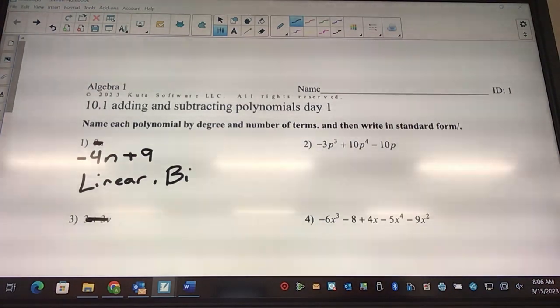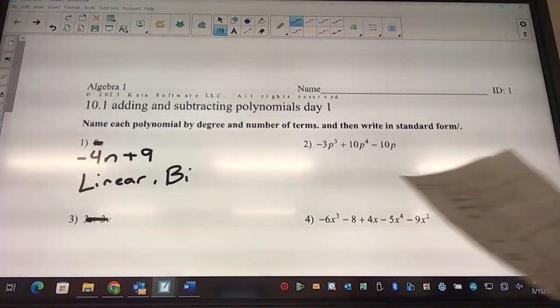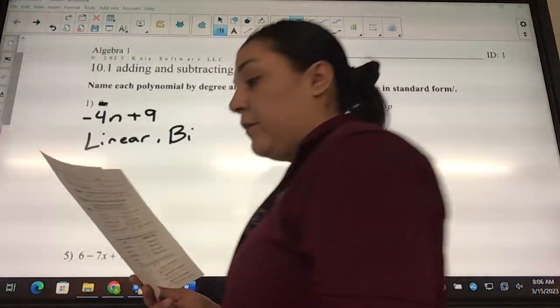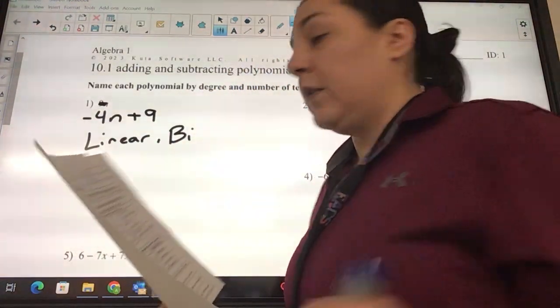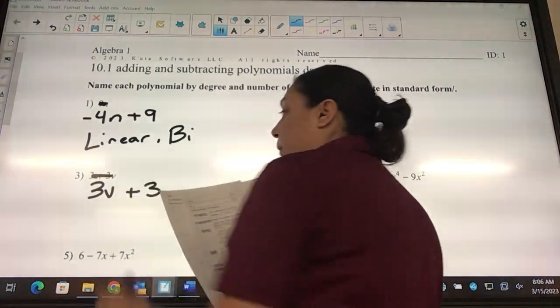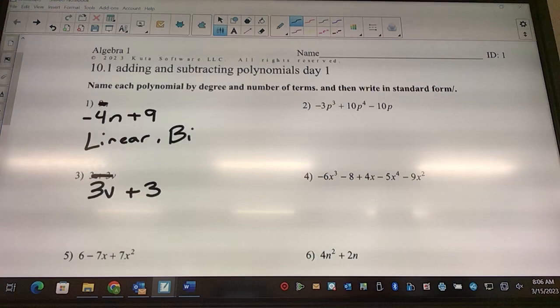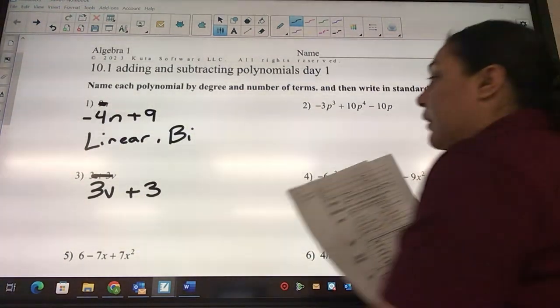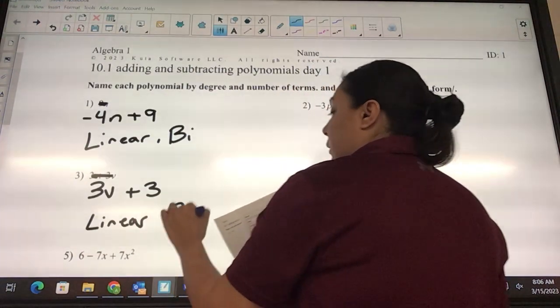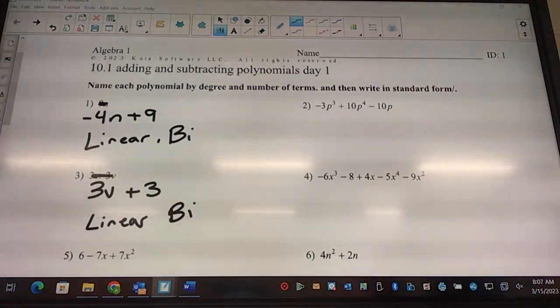Okay, 3. What's going to be the highest exponent? 1. So what are we going to write first? 3b. Then we're going to say plus 3. What's going to be my degree? Linear. How many pieces? So it's going to be a binomial. Good.